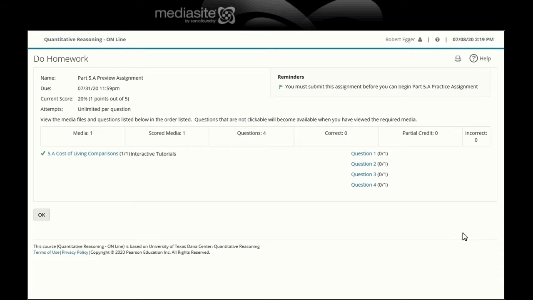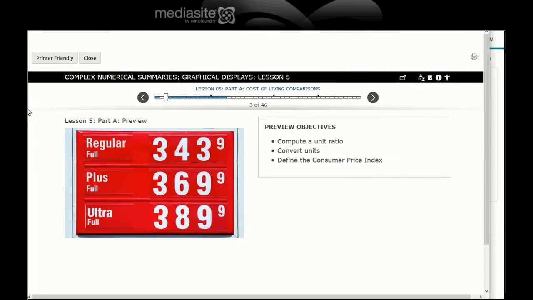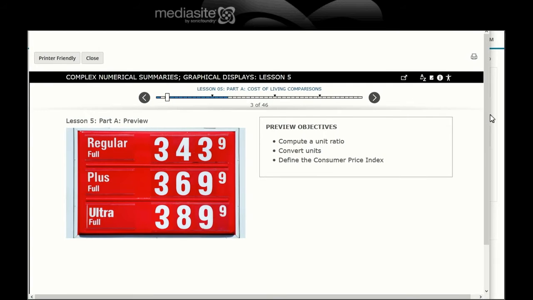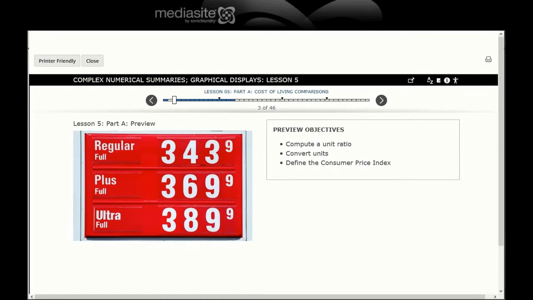Let's go into the tutorial. Let's see what we got here. Let's see what we have. Sizing. That works. Okay, complex numerical summaries, graphical displays, lesson 5.